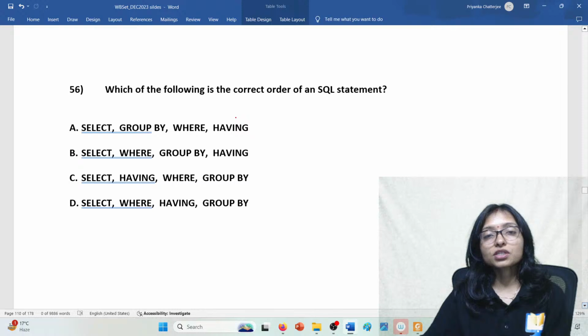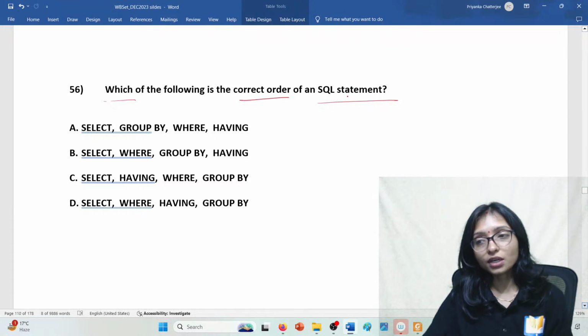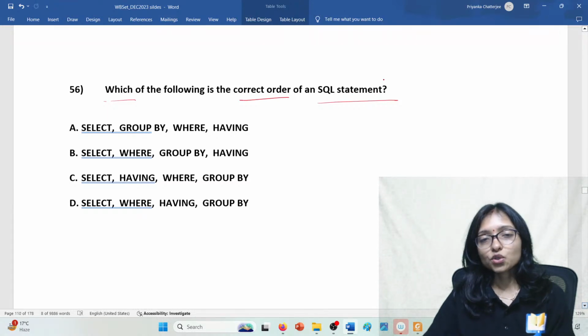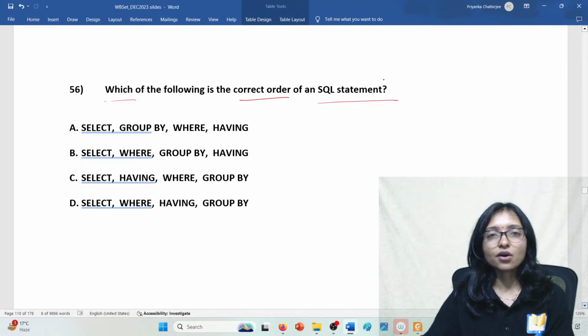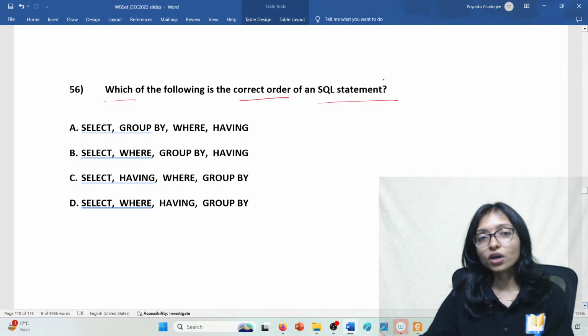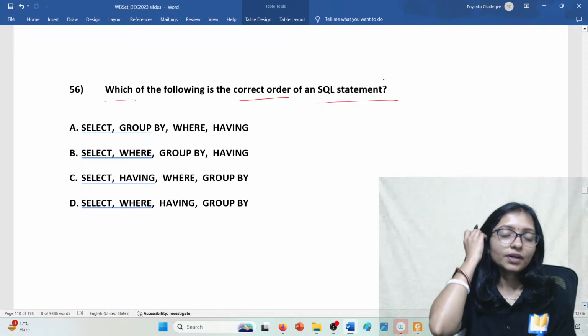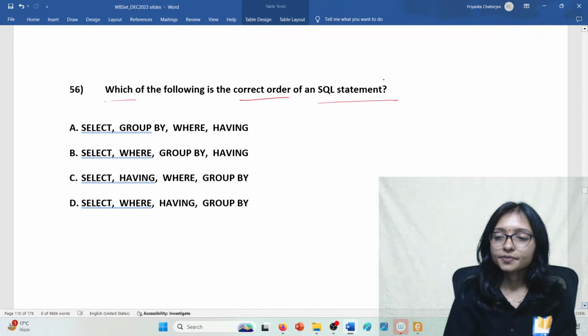Now this question is also a basic conceptual question: which of the following is the correct order of an SQL statement? Means whenever you are writing SQL, in which order should you write? What should be the correct syntax? How should you write it? What is the correct order of writing? This is the question. What is the answer? Tell me.